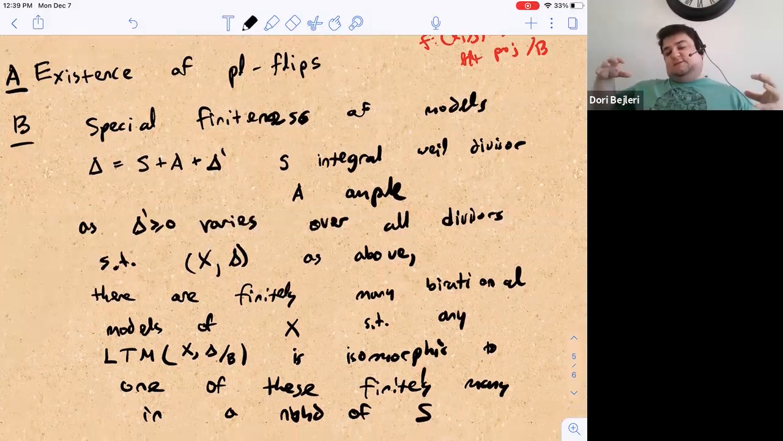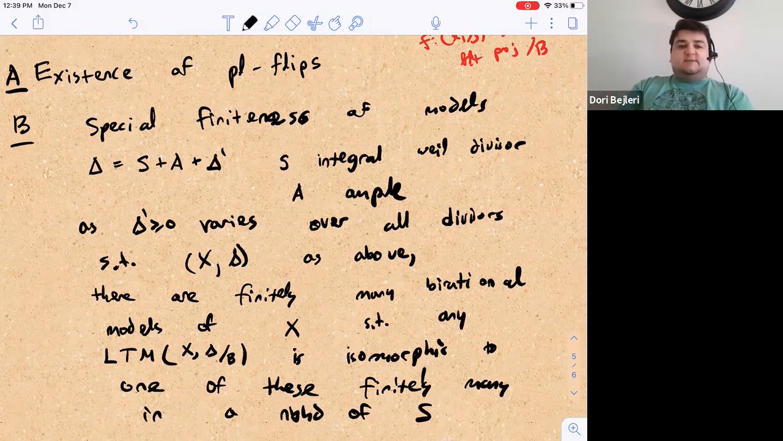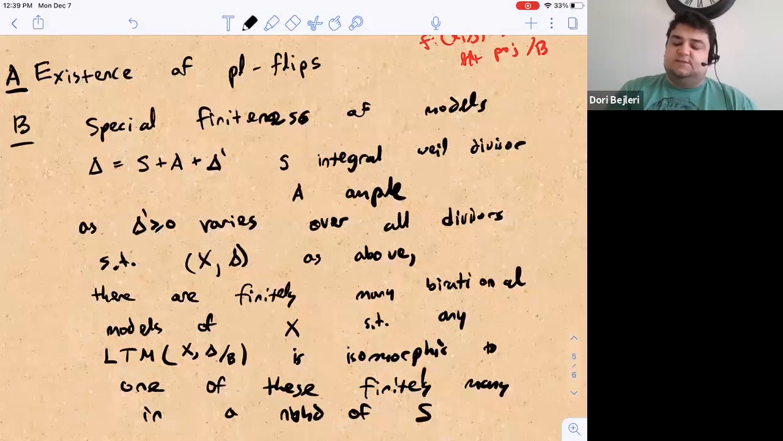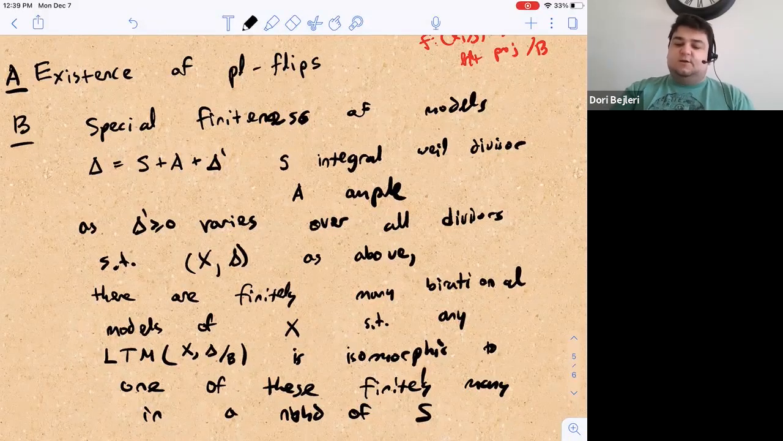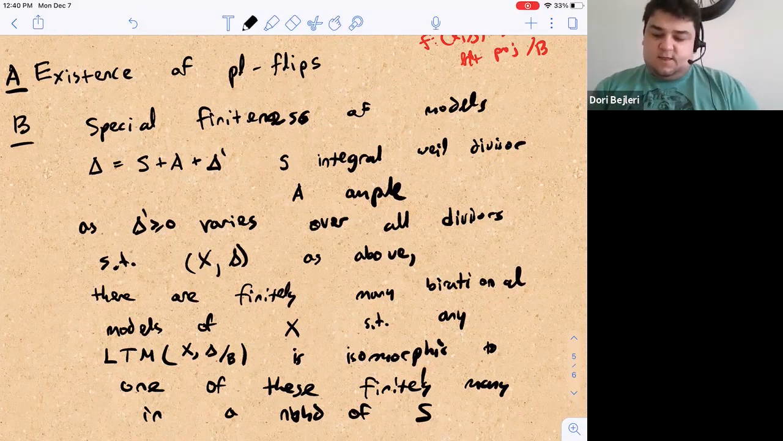Okay, and so basically this says, if you're running an MMP with scaling that's only changing things in a neighborhood of S, then you only have finitely many models. This is usually in this field special finiteness, special termination, PL flips, or you can think of them as special flips. These are set up where you have an integral divisor S that you're going to induct on, and all the action is happening around S. So that's usually what special means in the MMP.